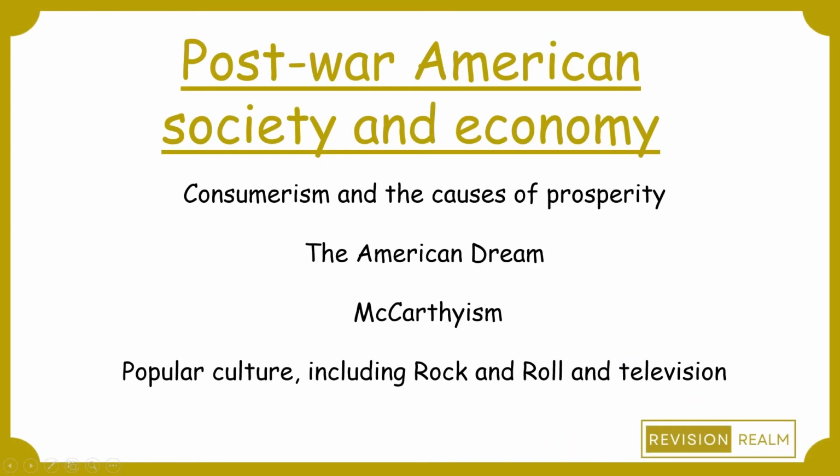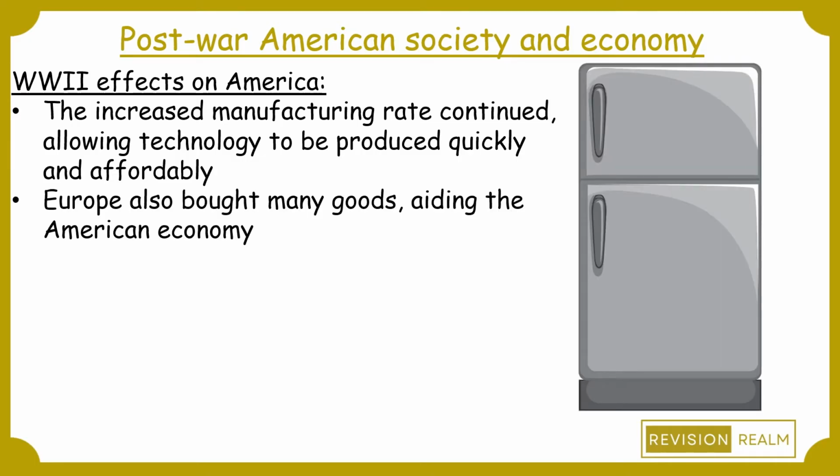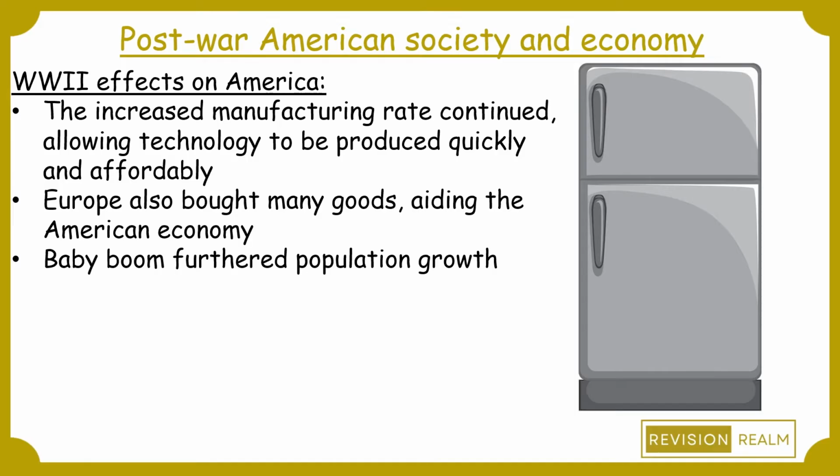To begin with, we are going to look at the post-war society and economy, as World War II had huge effects on America, as we will shortly see. As life began to return to normal after the war, so did manufacturing and people's desires to buy new goods. Technologies like fridges, ovens, and cars were produced quickly and affordably, allowing them to be accessible to millions. There were 75 million cars on American roads by 1956. War-torn Europe was also keen to buy American goods, with 65% of the world's manufactured goods supplied by America by 1952. The country also saw a baby boom after the war, causing a rapidly growing population.